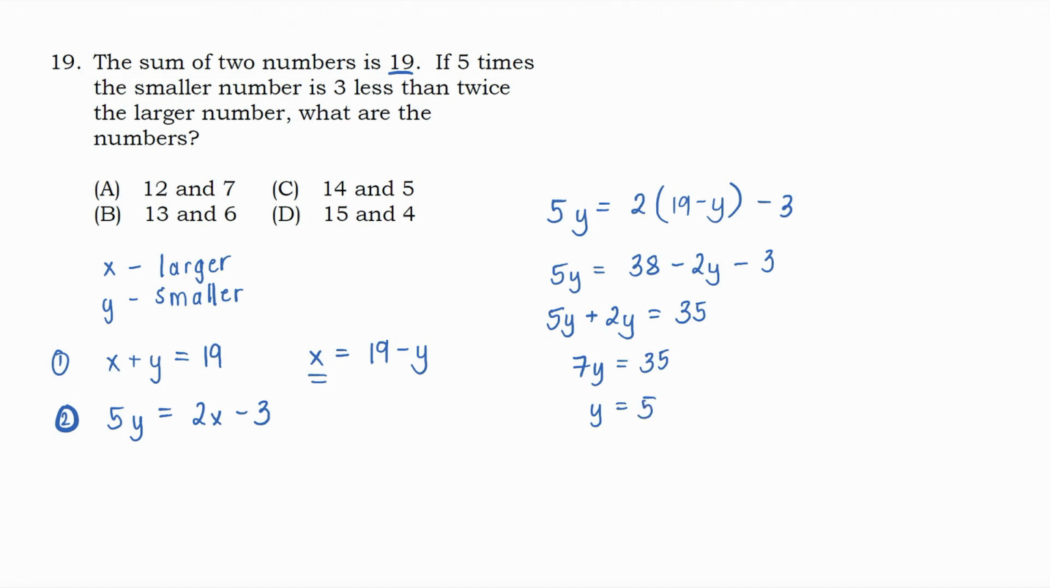So, we know already that the smaller number is 5. And then, para malaman natin yung value ng x, i-minus lang natin yung 5 to 19. So, x is equal to 19 minus 5 equal yan sa 14. So, our answer here is 5 and 14, which is letter C.